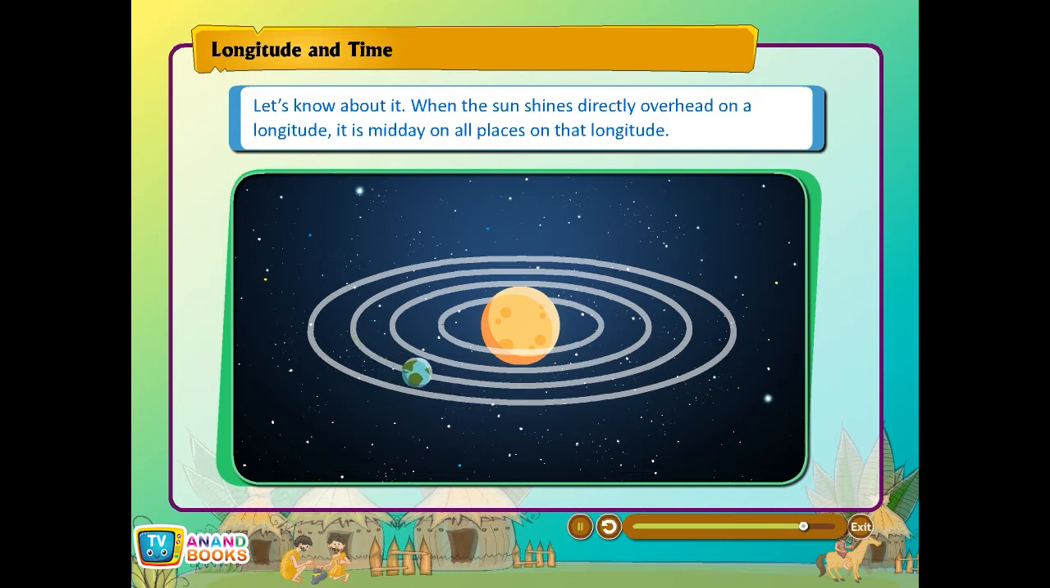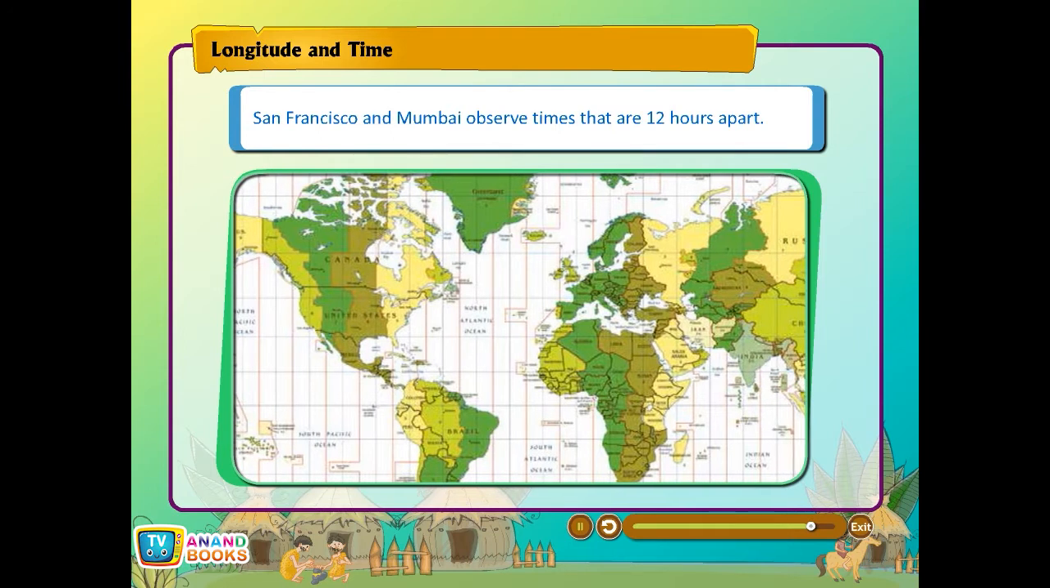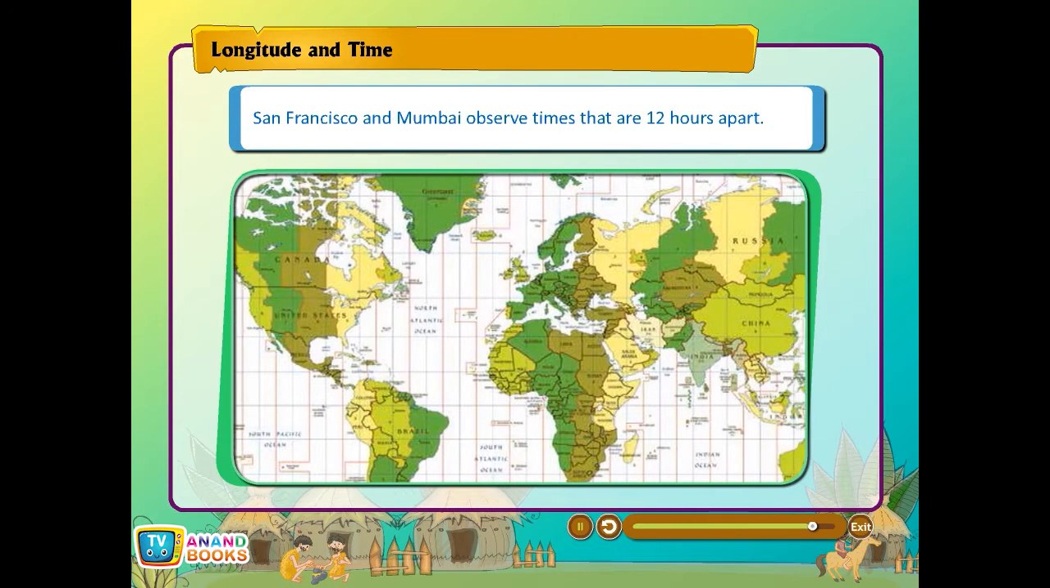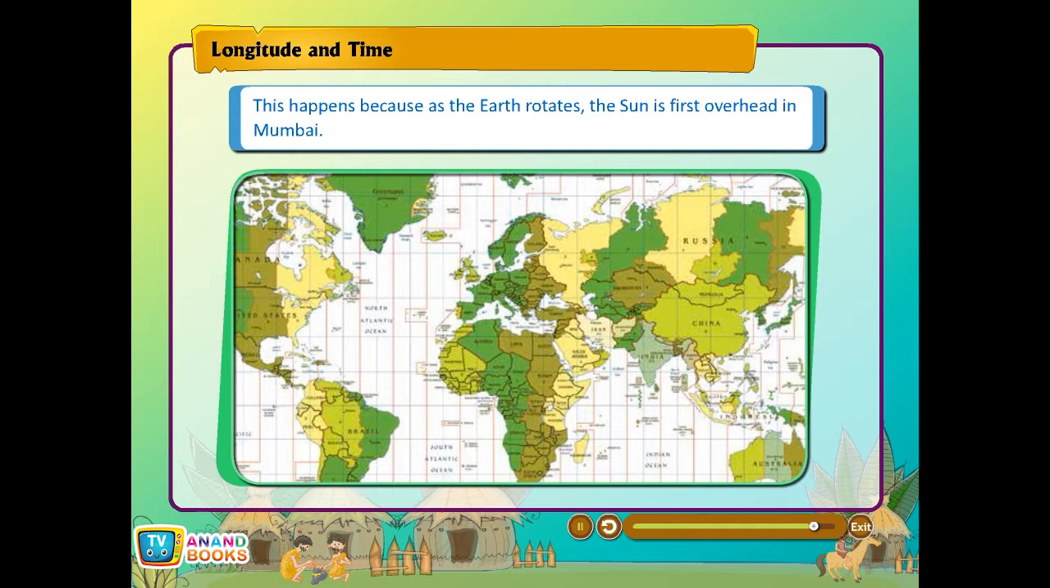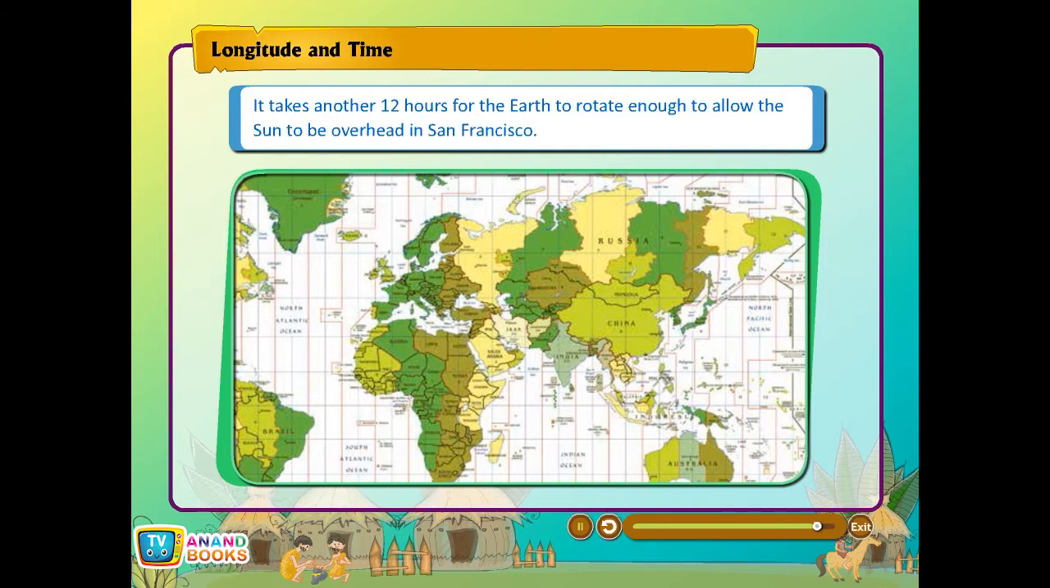When the sun shines directly overhead on a longitude, it is midday on all places on that longitude. As the earth rotates from west to east, places on the east have midday before the places on the west. San Francisco and Mumbai observe times that are 12 hours apart. This happens because as the earth rotates, the sun is first overhead in Mumbai. It takes another 12 hours for the earth to rotate enough to allow the sun to be overhead in San Francisco.